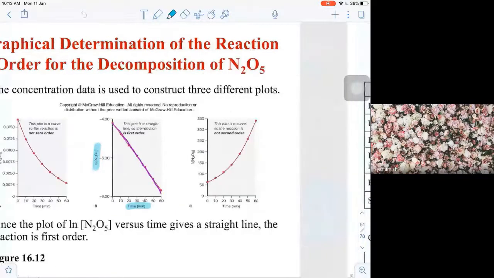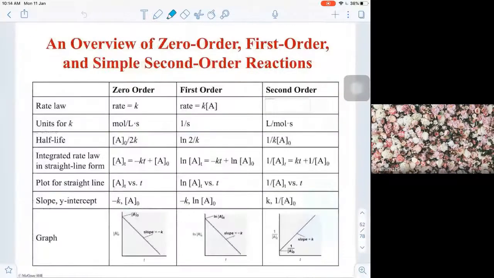Okay, now we want to move on. Let's recap. Okay, there are 3 orders that we covered in our syllabus. Okay, zero order, when the rate is independent of the concentration of the reactant. That is why the rate law is rate equal to k. If we have a reactant A to the power of 0, for example, that is why the rate is just equal to k.